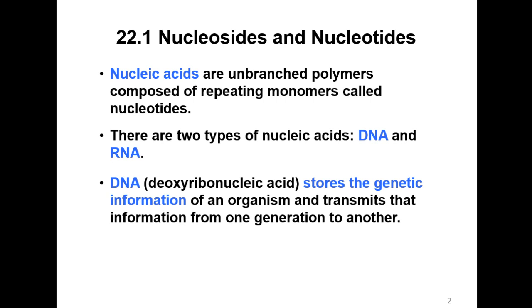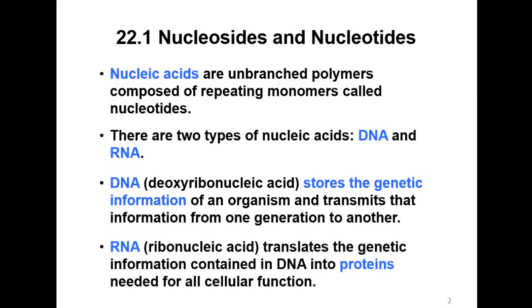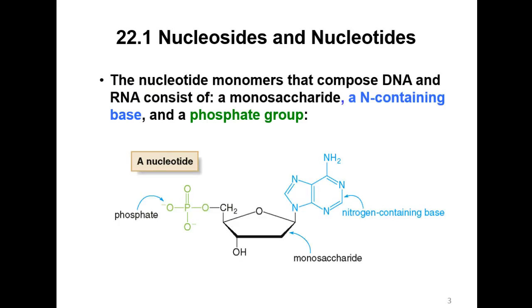One is DNA and the other is RNA. DNA, or deoxyribonucleic acid, stores the genetic information of an organism and transmits that information from one generation to another, which we kind of know. The RNA translates the code from the DNA into a protein. So our DNA has the information, and the RNA takes that information and translates it into the actual proteins that our body uses.